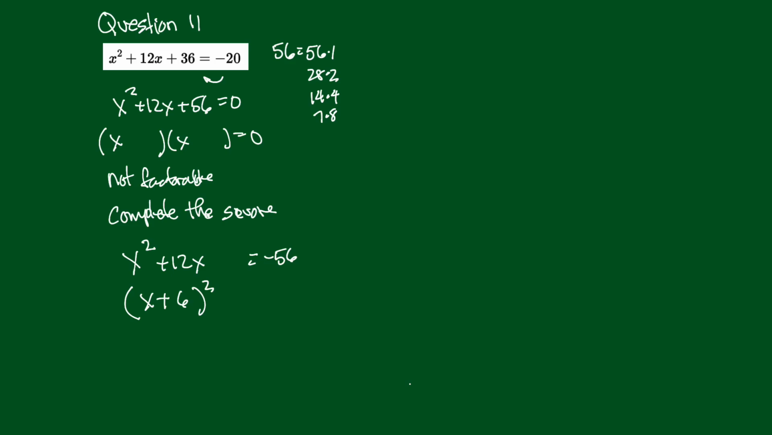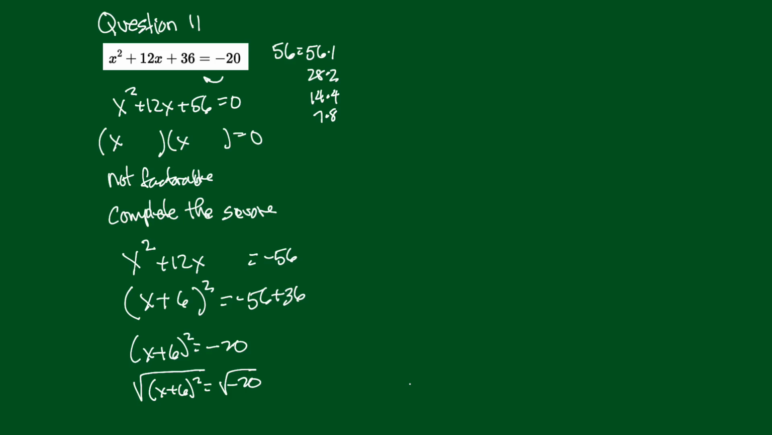So I'm going to add that 36 to the right side. So I'm really adding 36 to both sides. So negative 56 plus 36. Now that puts us here. X plus 6 squared equals, now this is going to be negative 20. Let's square root each side, so I'll get the square root of x plus 6 squared equals the square root of negative 20.